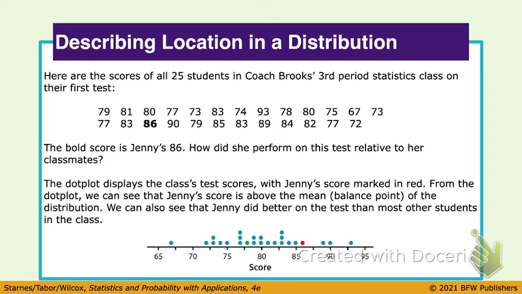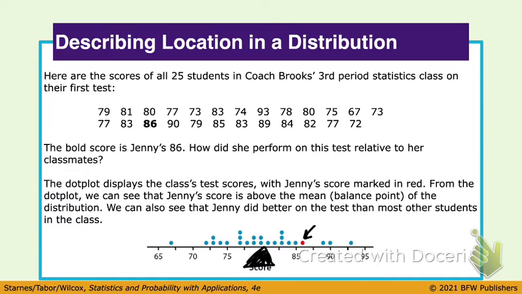I know it's not red on your paper, but if you look right here, 86 is just barely above the 85. So that's Jenny. From the dot plot, we can see that Jenny's score is above the mean. It's above the balance point. If I think about where this graph would balance, it would probably balance right about there. So we can see she's above the mean. We can also see that she did better on the test than most of the students in the class. There were only 3 students that did better than her.